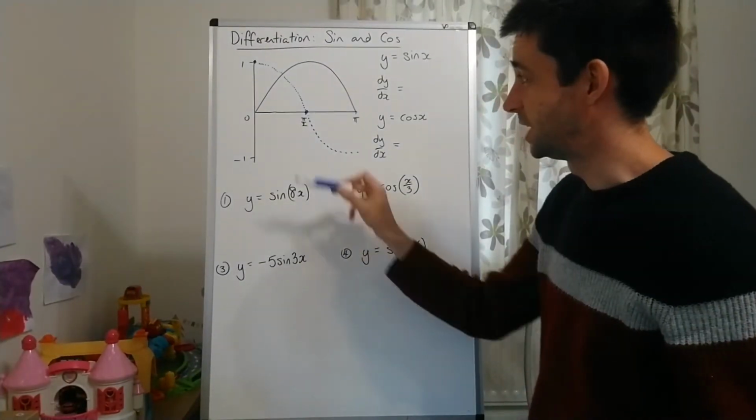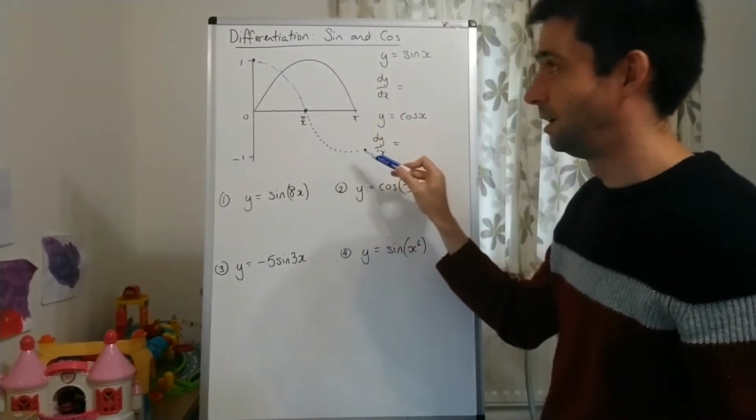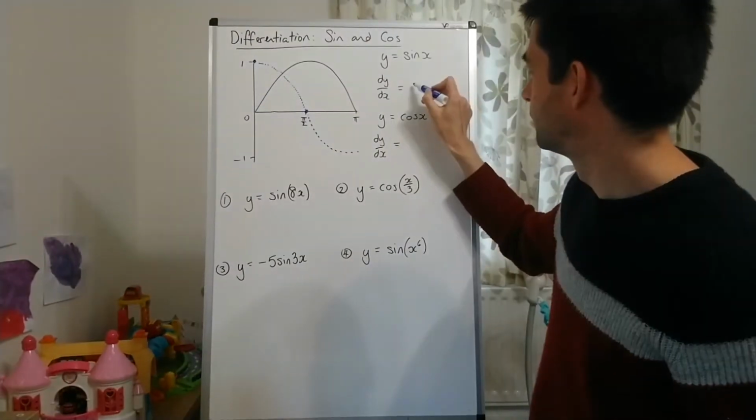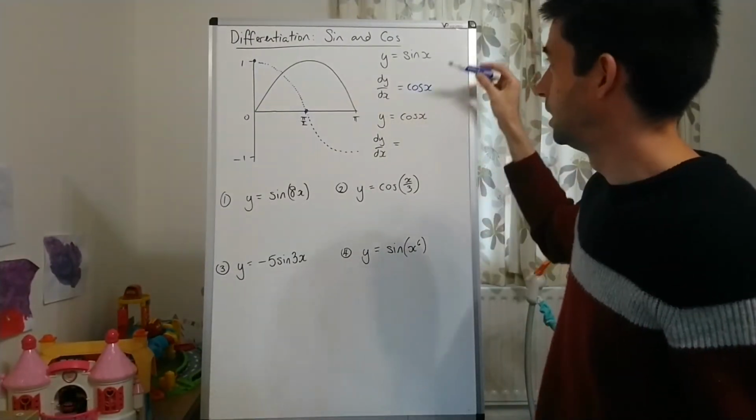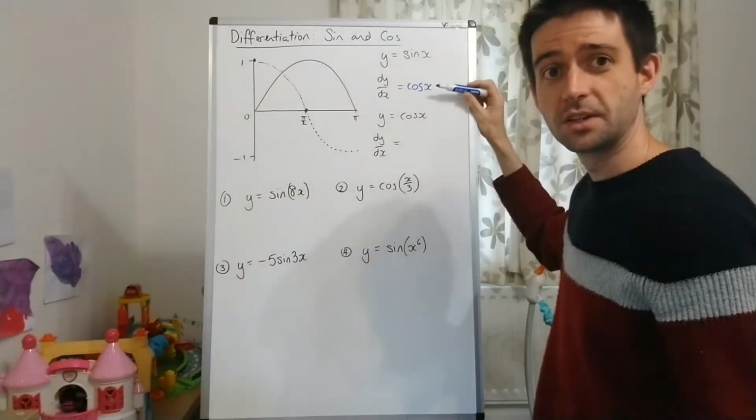And what you can probably see is this curve here is cos x. So sine x differentiates to cos x.